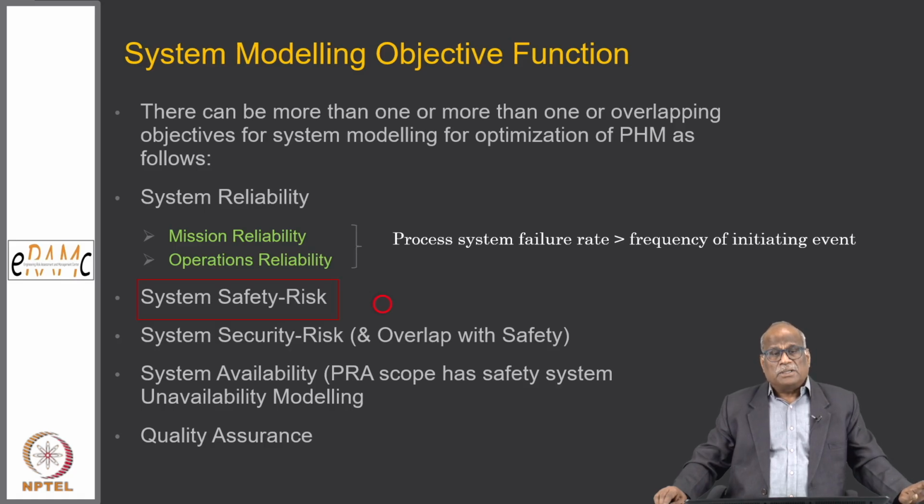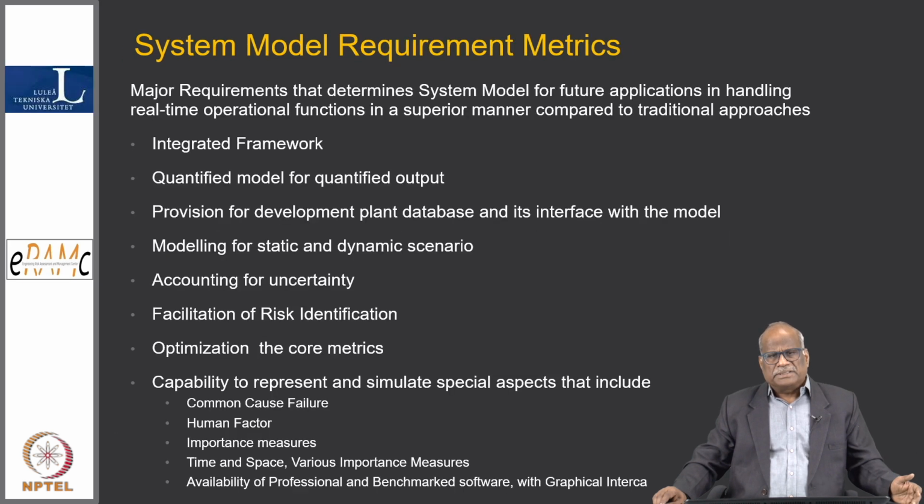And then last is quality assurance. We will be introducing quality assurance because if the analysis is not of good quality, then it doesn't serve the purpose. Rather, it cannot be used for practical application. So this is a very important aspect. We will be discussing it in brief, and as and when we go ahead, we will be discussing other aspects also. System modeling requirement metrics.